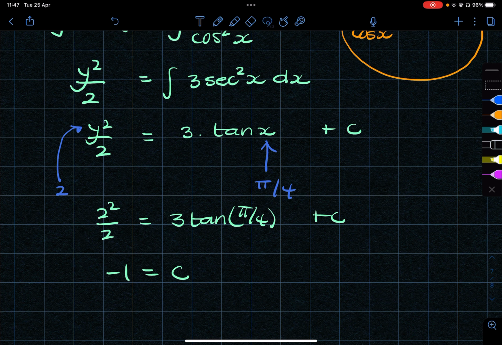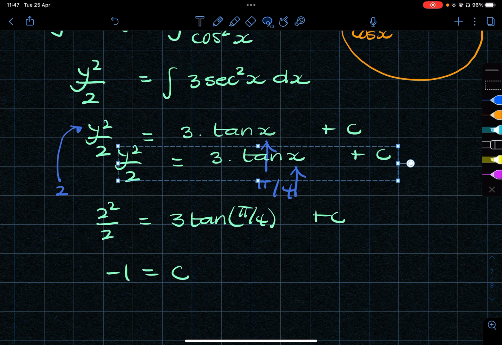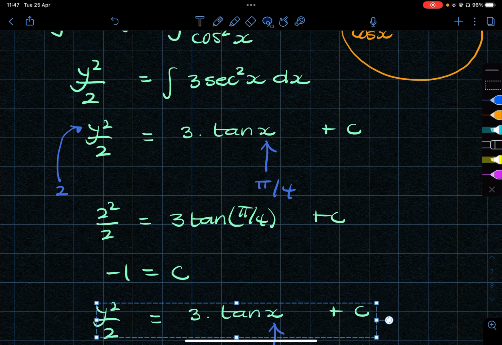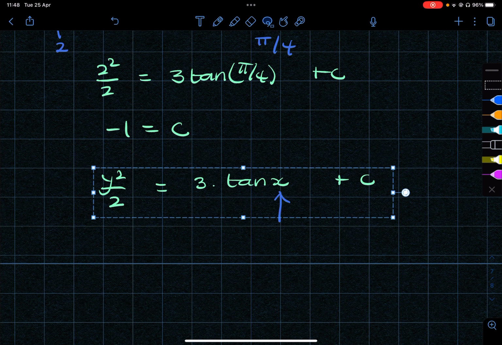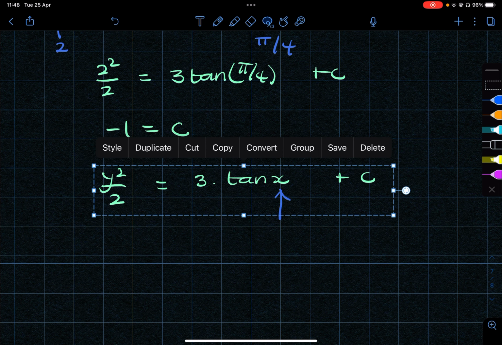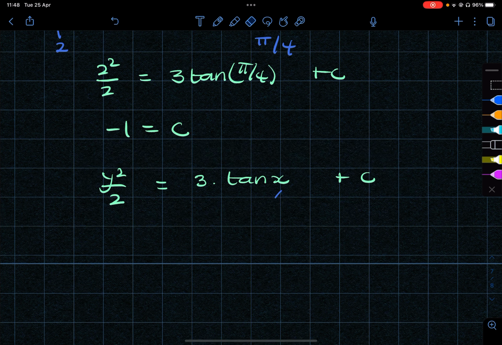So now we can rewrite this with the value that we just found for c. So this is almost our final particular solution. So they said solve, so we've solved it, except, so that's the value for c.